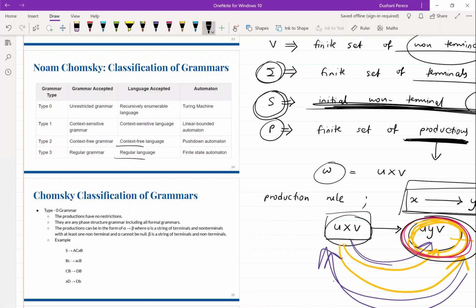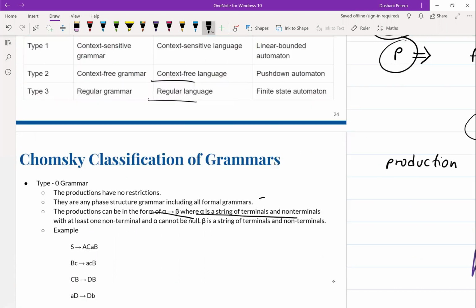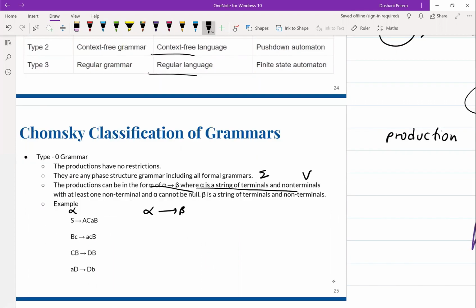Okay, so it contains all formal grammars, and as you see here, it can be in the form alpha translates to beta, where alpha is a string of terminals and non-terminals. Again, there could be terminals sigma and non-terminals V. It could contain both, just like here. Do you see this? Alpha to beta, this is alpha and this is beta, right? So you see alphas could be a string of terminals and non-terminals.